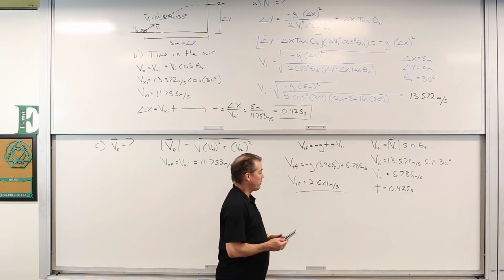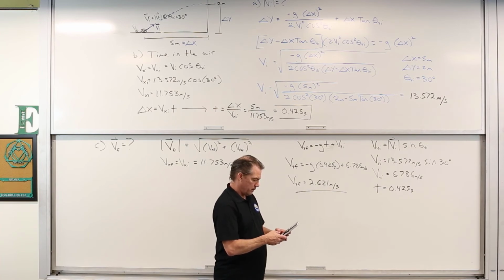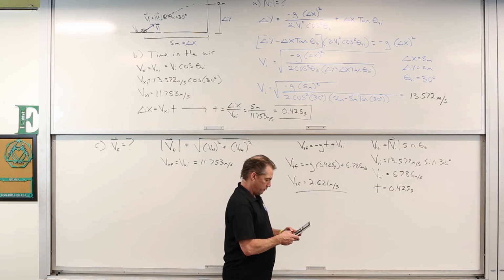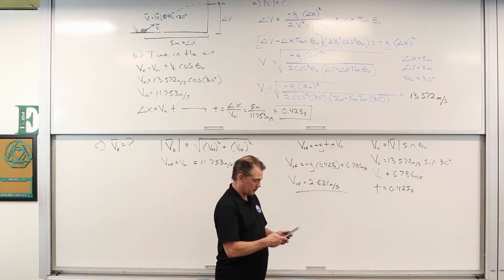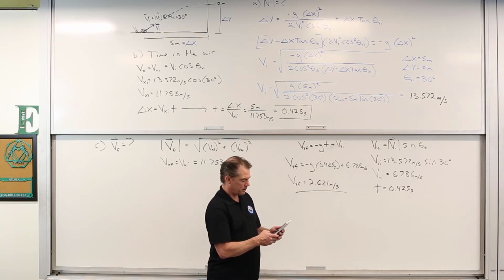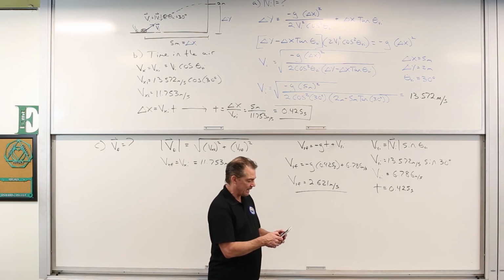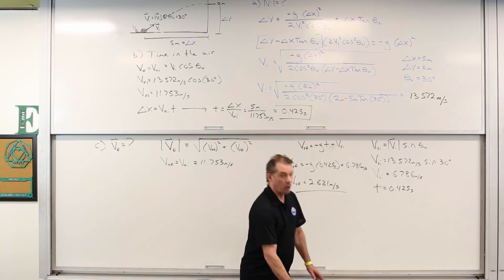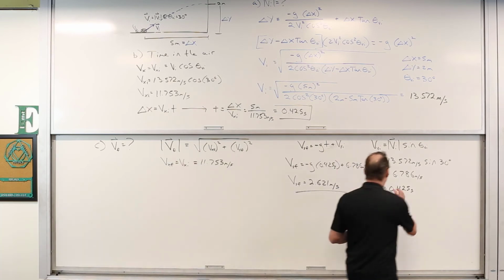So we've got delta y equals negative 1/2 g t squared plus Vy initial times t. So negative 0.5 times 9.8 times 0.425 squared, plus 0.425 times 6.786. Didn't put my negative sign out in front. That is 1.998, yes, it is right.